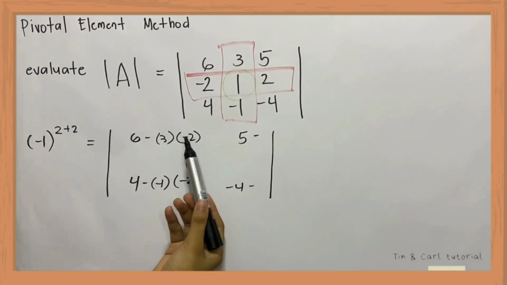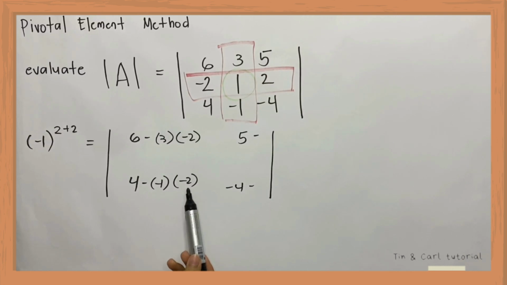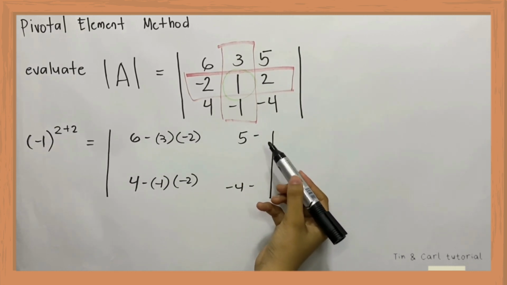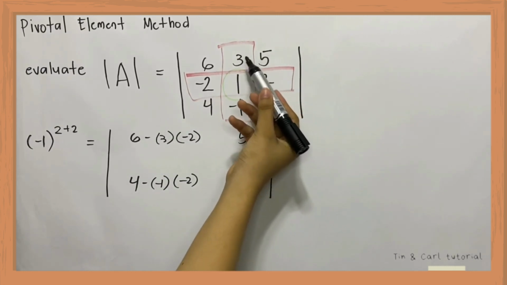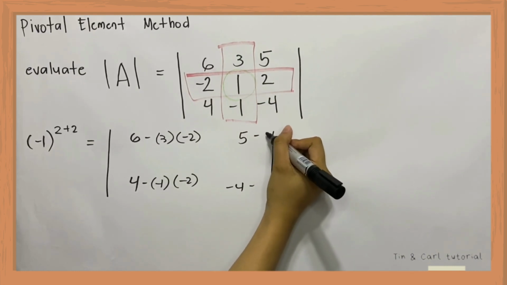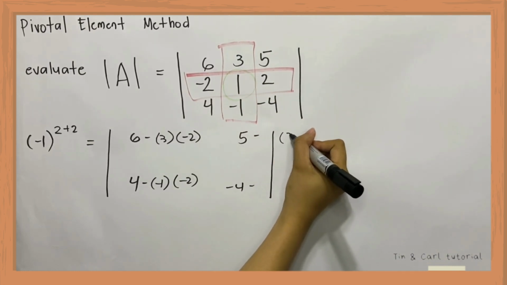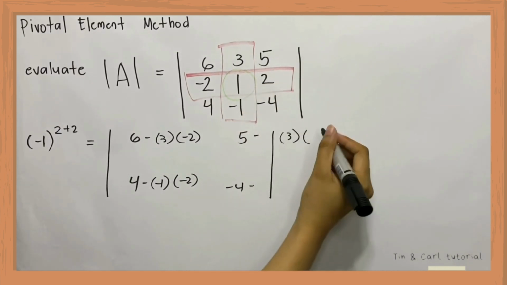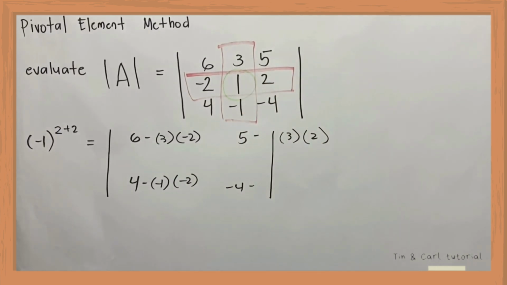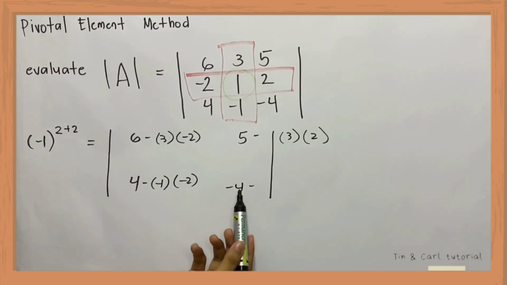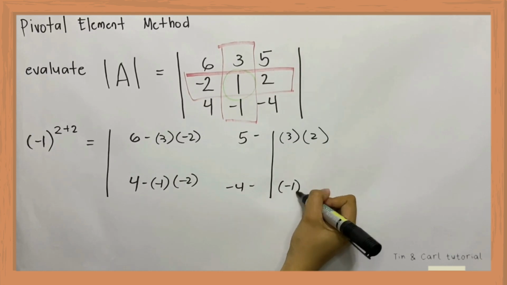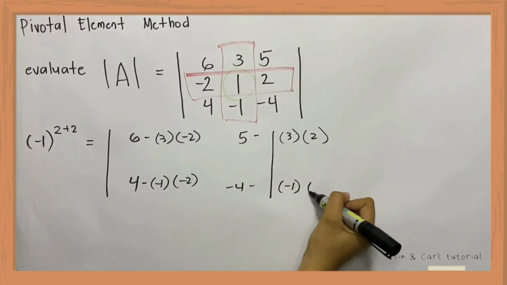May pattern nga talaga. Negative 2 and negative 2 yung kanilang row. So, for this part naman, 5 minus kung ano yung malapit na column. Ayan, 3. 5 minus 3 times 2 para sa row naman. And for our last, negative 4 minus negative 1 times 2 again.